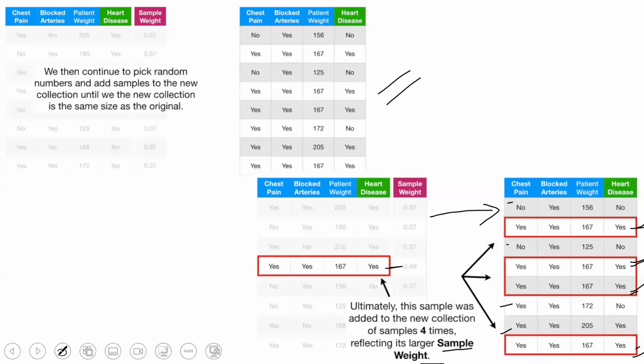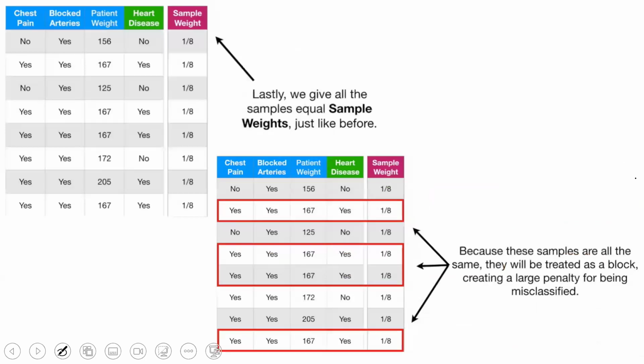Now you will feed this particular data matrix to the second stump, or you will construct a new stump from this data. Again, going back here, lastly, we give all the sample weights equal weights just like before. Now you got the new data matrix, right? In this data matrix, you got the wrongly classified record reflected multiple number of times.